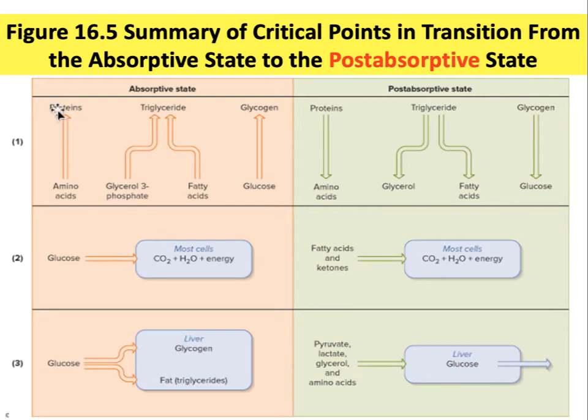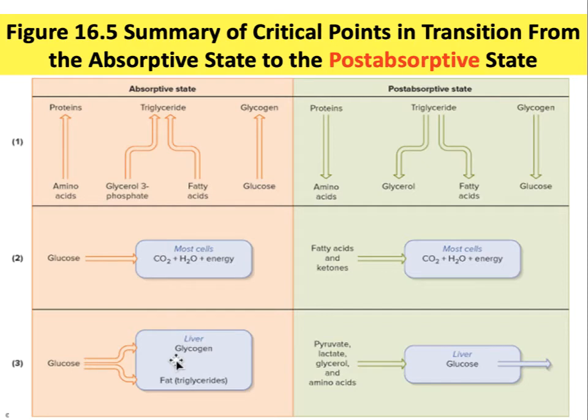Paying attention to the direction of the arrows shows you that in the absorptive state, things happen for storage, and the post-absorptive state relies on liberation of those stores. In order to survive, all cells of the body continue to respire, and therefore they need a supply of energy. And that energy in one state comes in the form of sugar. But when those sugar reserves are depleted, alternative molecules fill in and supply that energy.